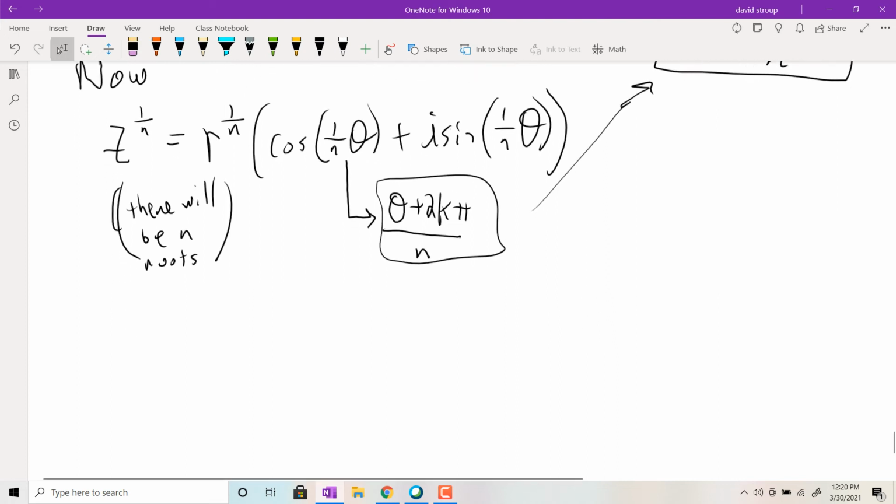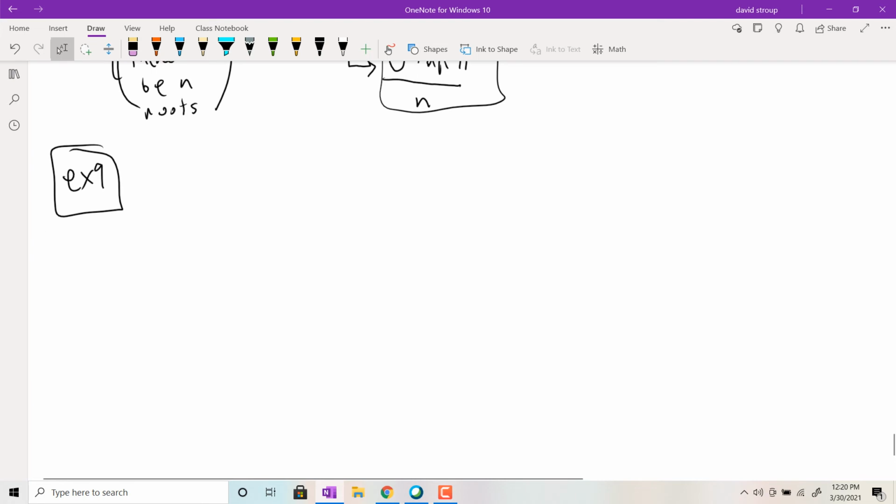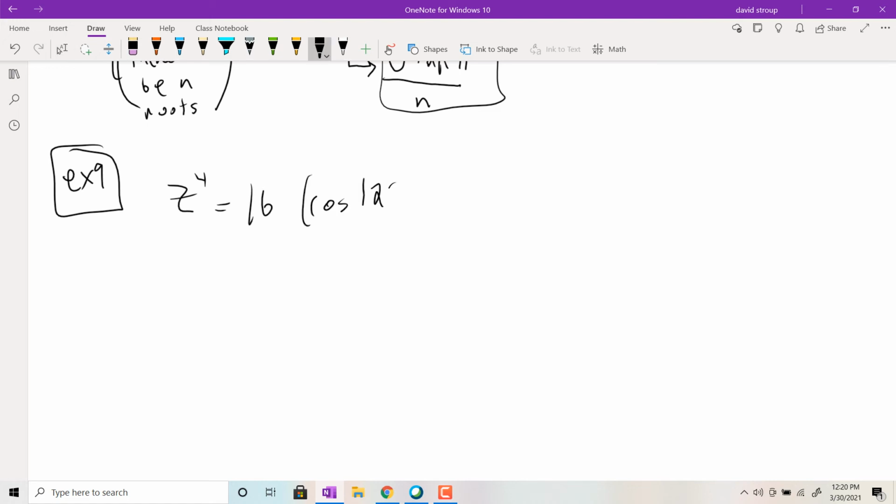Okay. So let's take a look at example 9. This is actually in the book. And so we have z to the 4th equals 16 times cosine of 120 plus i sine of 120.